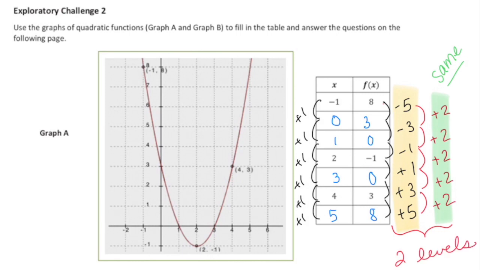And this is the number one typical way of knowing if a table of points is representative of a quadratic. You're going to have 2 levels of change, and that second level of change is going to be the same for each point.